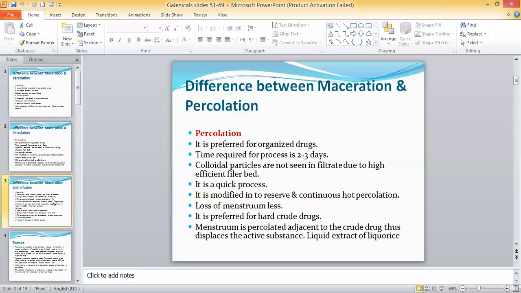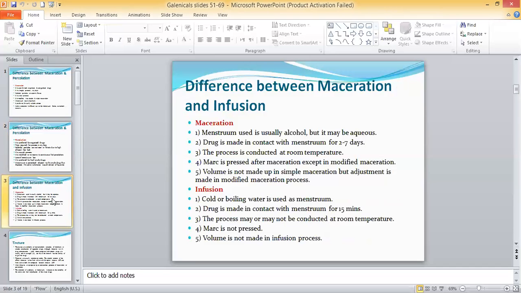Difference between maceration and infusion. In maceration, the menstruum uses alcohol, but an aqueous menstruum can also be used. Maceration is a long process. It takes up to 2 to 7 days. This process is conducted at room temperature, and the marc is pressed after maceration, except in modified maceration in which the marc is not pressed. The volume is not made up at the end in simple maceration, but the adjustment of the volume is made up in the modified maceration.